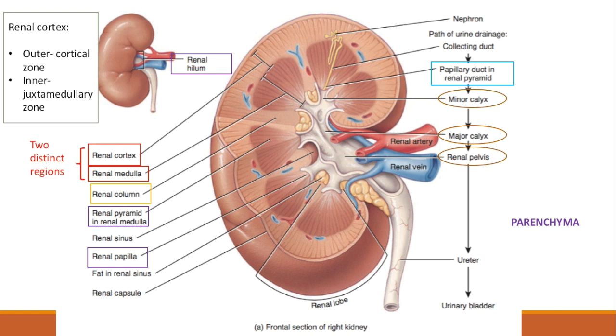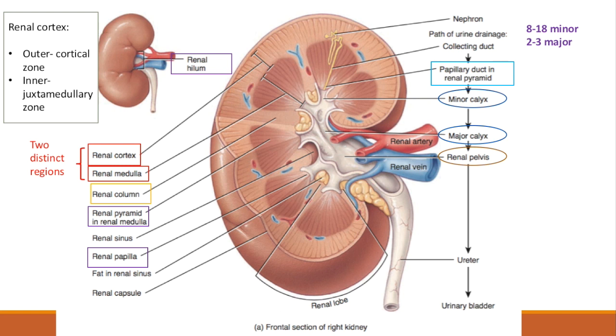Within the parenchyma are the functional units of the kidney, which we call the nephrons. So these nephrons create urine, which drains into the large papillary ducts. Papillary ducts drain into cup-like structures, which we call minor and major calyces. Each kidney has about 8 to 18 minor calyces and 2 or 3 major calyces.